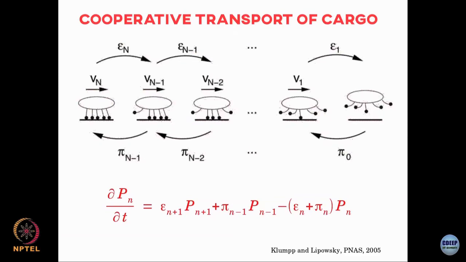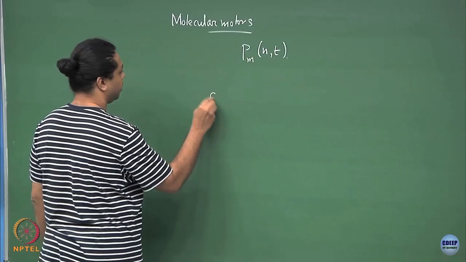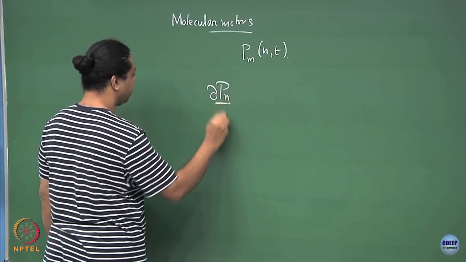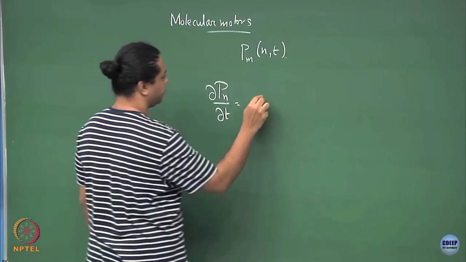Or you could calculate, for example, something like an effective unbinding rate, okay, of this cargo. You could calculate what is something like an effective unbinding rate, and this I define by something like this, that an effective unbinding rate from the bound state is equal to the effective binding rate from the unbound state.